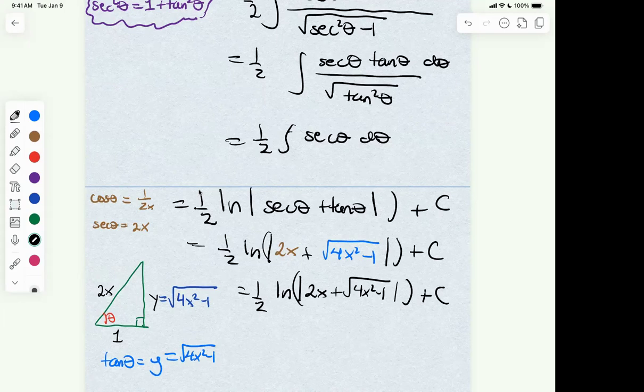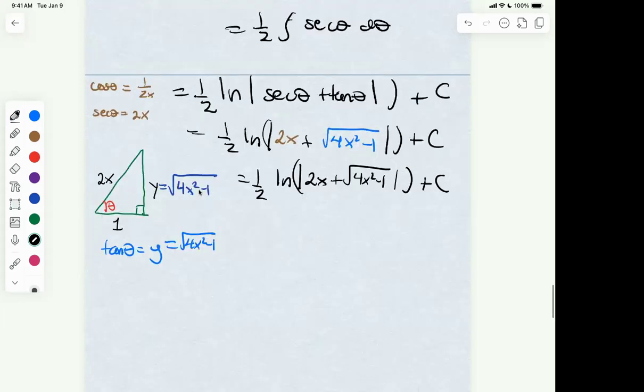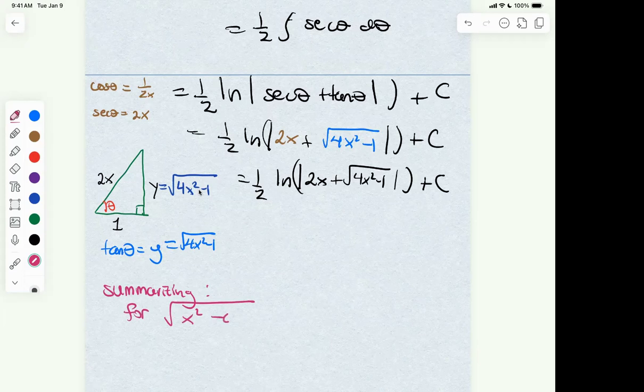Does that make sense? Questions about this so far? So again, to summarize, I don't necessarily prefer you to memorize this. I just prefer that you draw the triangle. But if you want a recipe for something like x squared minus a squared, which is basically what we had here, you try with the matching substitution. But again, you don't have to memorize this. The right triangle will tell you what to do.